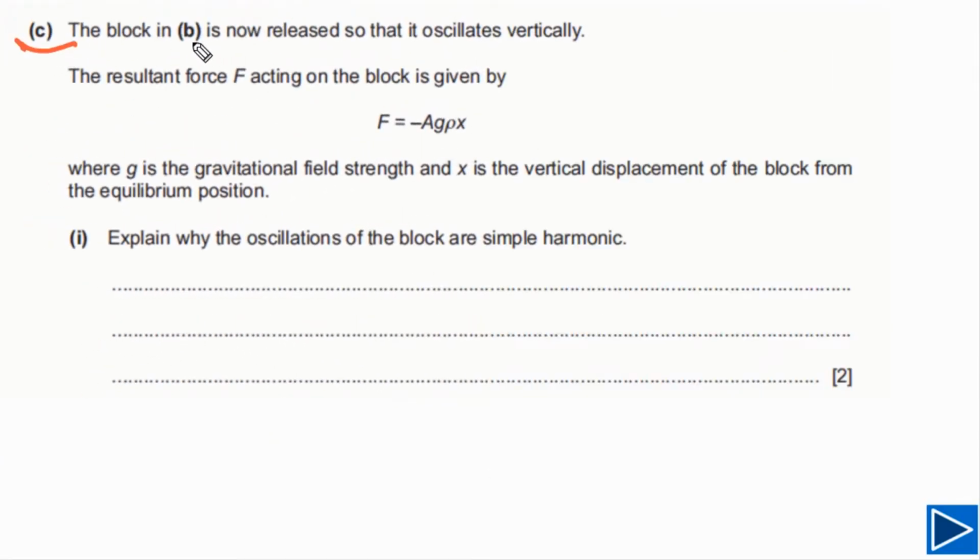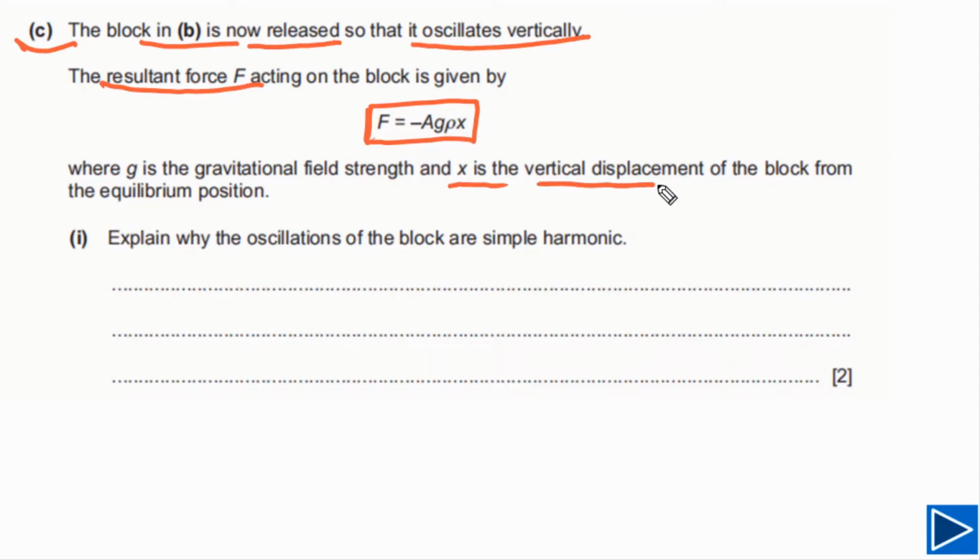For part C, it is given to us the block in B is now released so that it oscillates vertically. It simply means that first of all we push the block down from equilibrium, and then we remove the force. When we remove the force, block will start oscillating up and down vertically, and the resultant force acting on the block is given by this expression. F is equal to minus A g rho x. X is the vertical displacement of the block from equilibrium.